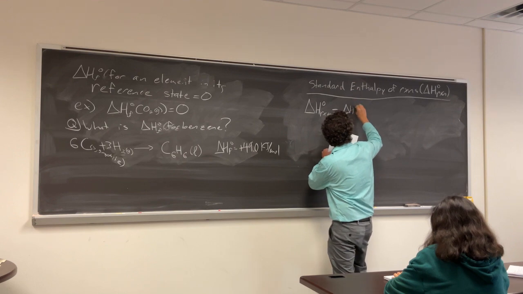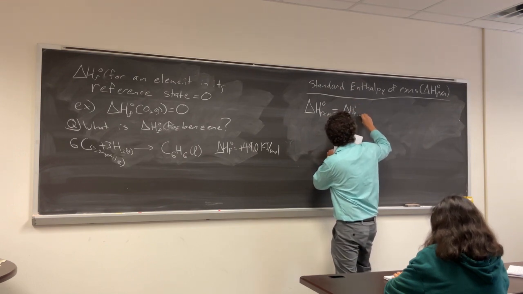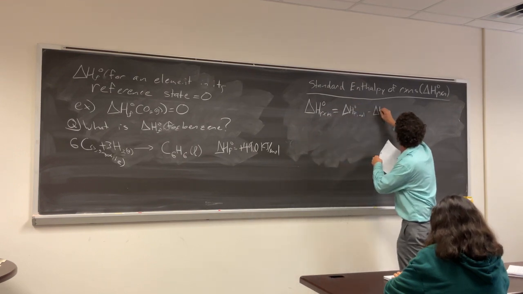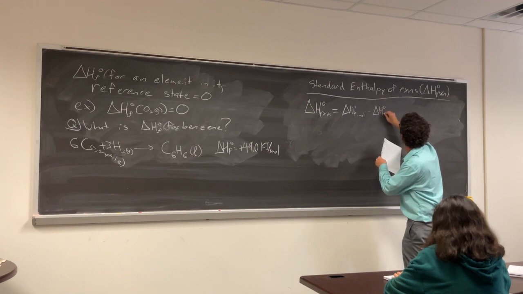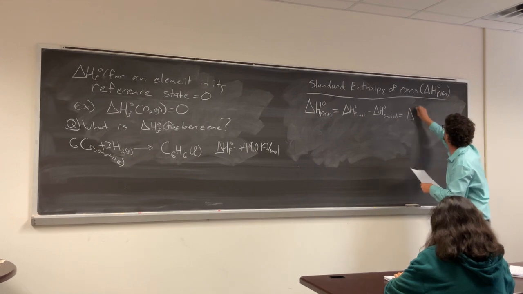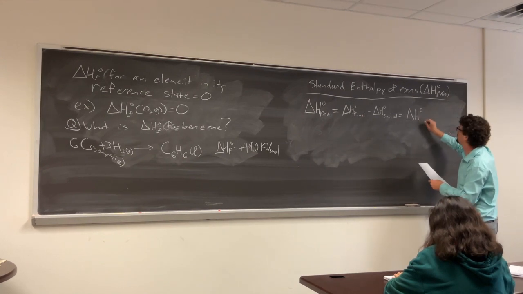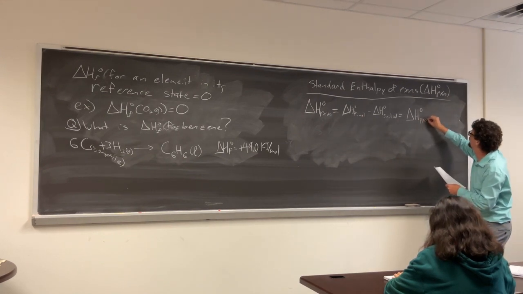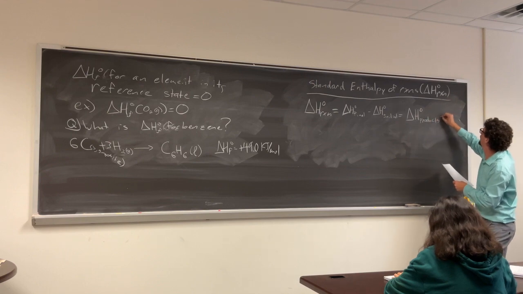So we got delta H final minus initial. But in this case, delta H naught of products minus delta H naught of reactants.